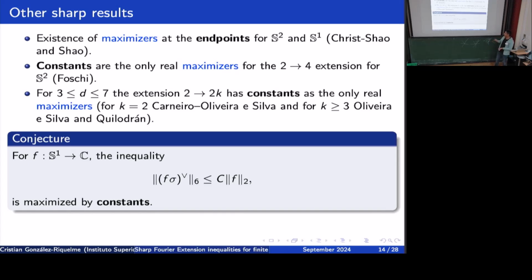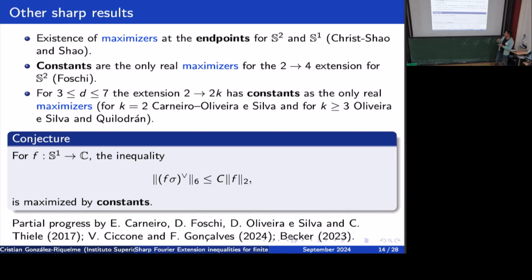And there are many partial progresses in this direction due to Carneiro, Foschi, and Oliveira e Silva, and Christ and Quilodrán, where they proved this assuming some conjectural result. Valentina Ciccone and Felipe González proved it for some subfamily of functions. Lars Becker recently proved it for another subfamily where the functions are concentrated at opposite extremes of the circle. But it's still, I guess, a wide open problem as far as I know. So if you want to try it, you're invited.